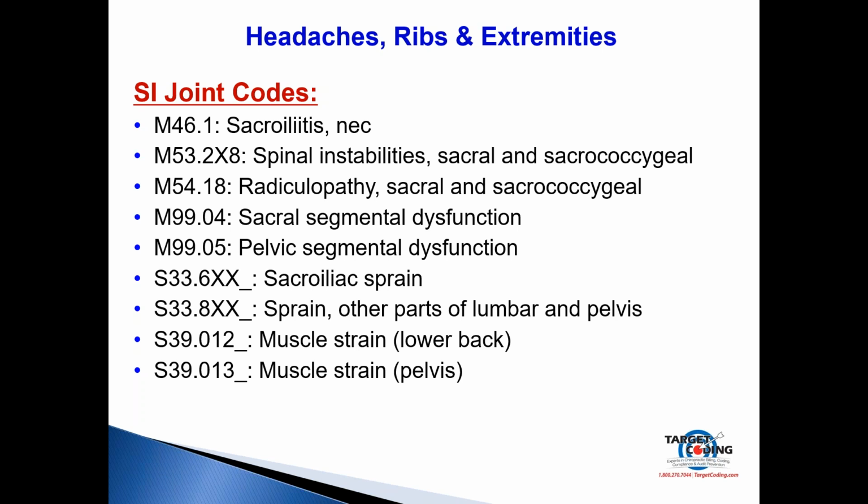S33.6, sacroiliac sprain. Again, S codes relate to trauma, some sort of injury. It doesn't have to be an automobile accident. You could have Mrs. Williams standing on a ladder, changing a light bulb in her house, and she falls off the ladder and sprains her sacroiliac joint. So there's a trauma code, an injury-related code, that you could use that has nothing to do with workers' comp or an auto accident. And then we got S33.8, sprain of other parts of the lumbar spine and pelvis.